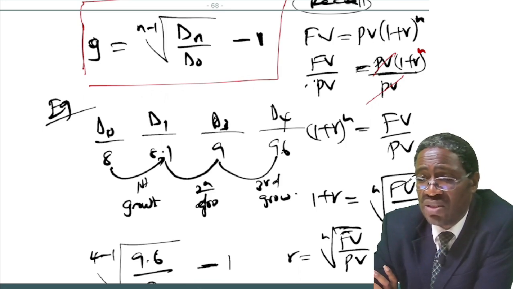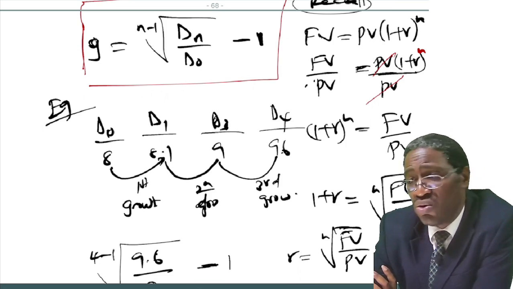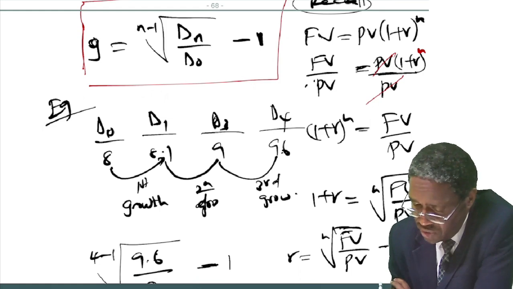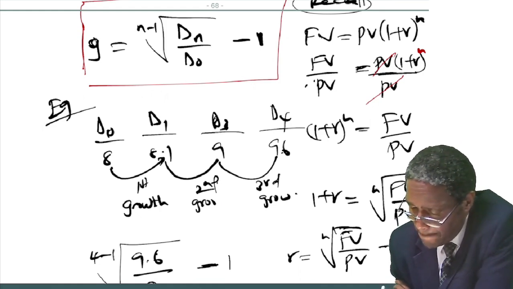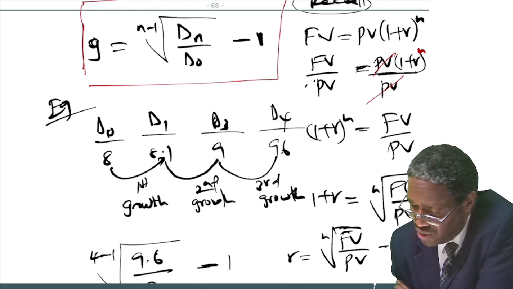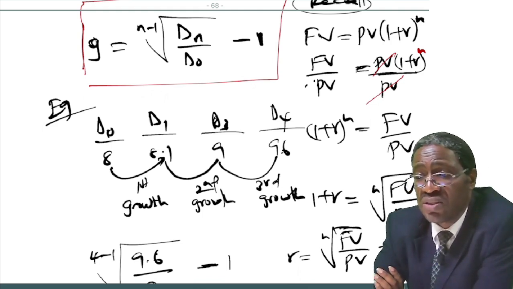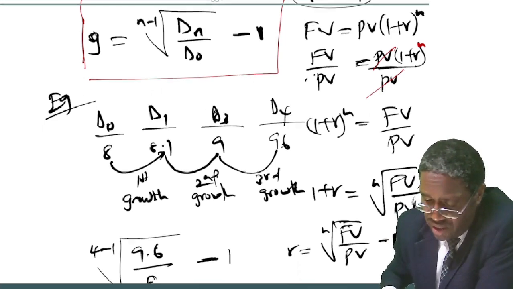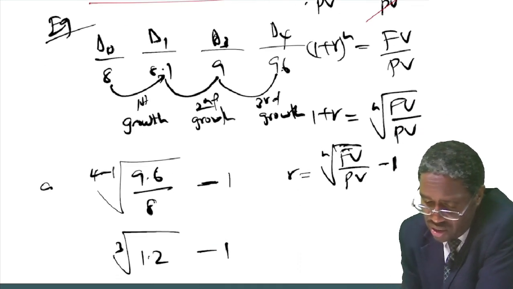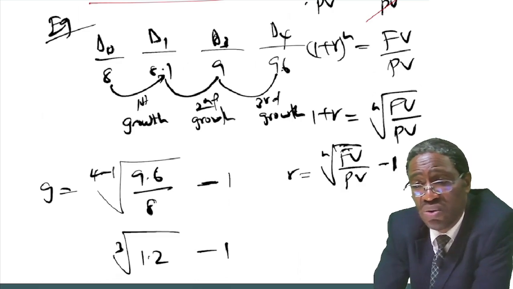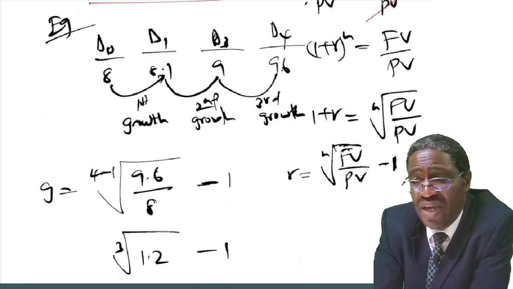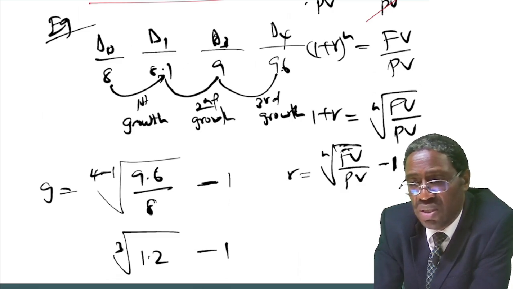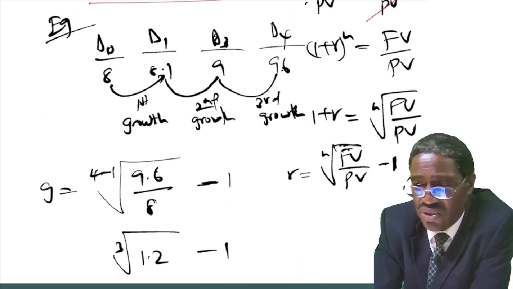Then after that, you can even show the growth: first growth, second growth, and third growth, just to remind you when you are revising. So there are only 3 growths in this series. Then below there, you can say G equals to the fourth root, less 1, of 9.6 divided by 8. Copy that.